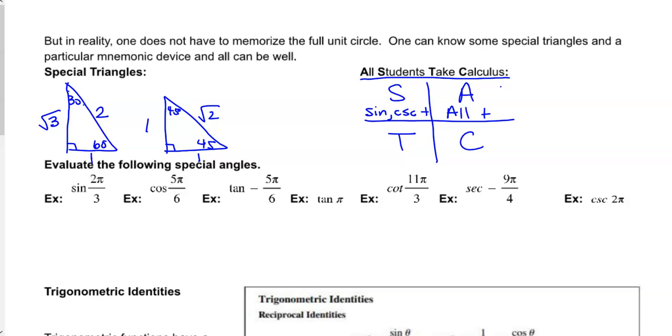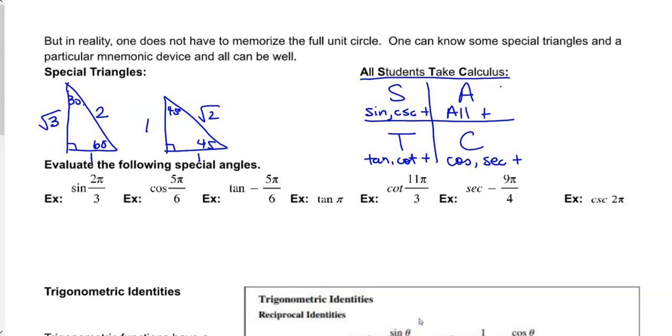For the T, that represents tangent, and its reciprocal, which is cotangent, are positive in the 3rd quadrant. And the last one is cosine, and its reciprocal, which is secant. Remember a C and an S. Those two trig functions are the only ones that are positive in that quadrant. Everything else is negative. So when you are going through and finding special angles or trig functions of special angles, then you can use these.